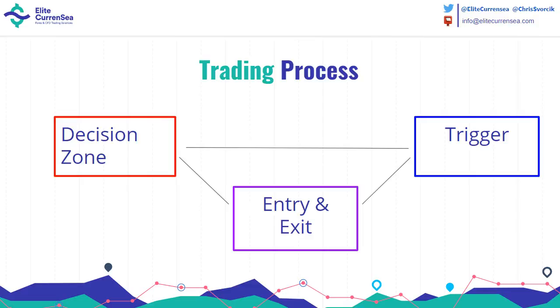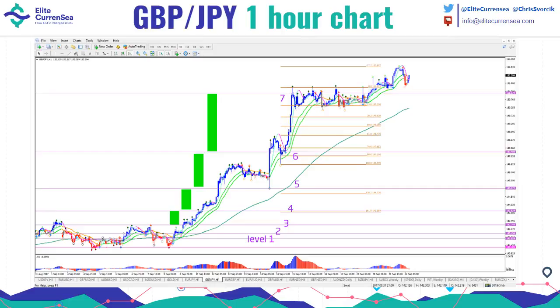But we need to be realistic and flexible about that bias, and that's why we need decision zones and triggers, because they confirm or invalidate our analysis. That's important, so we keep our feet on the ground. Let's take a look at some real life charts.